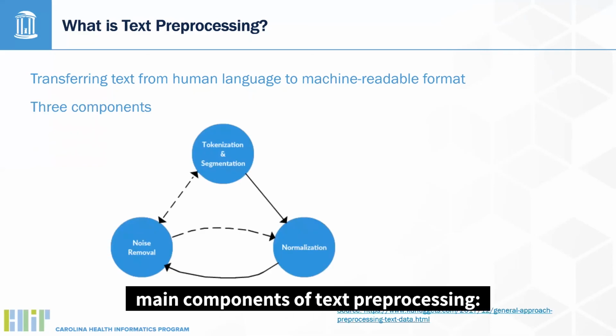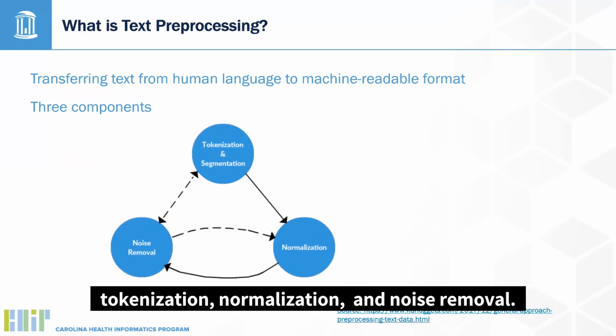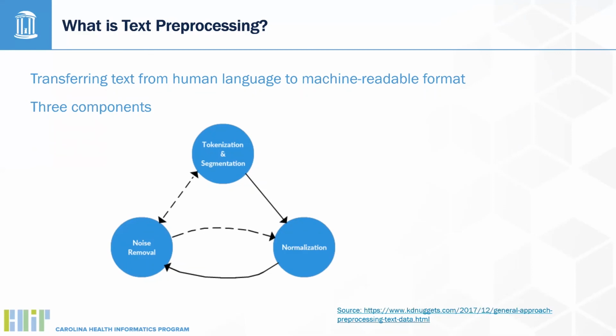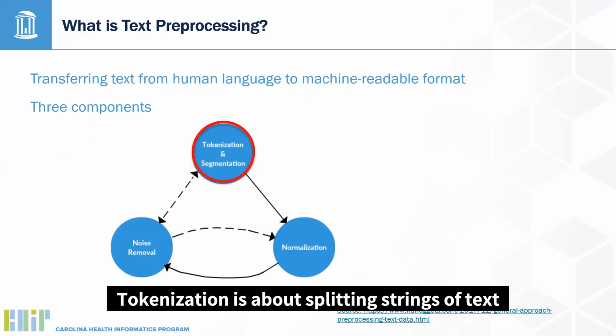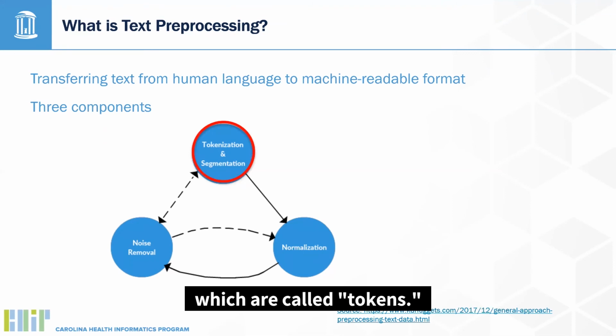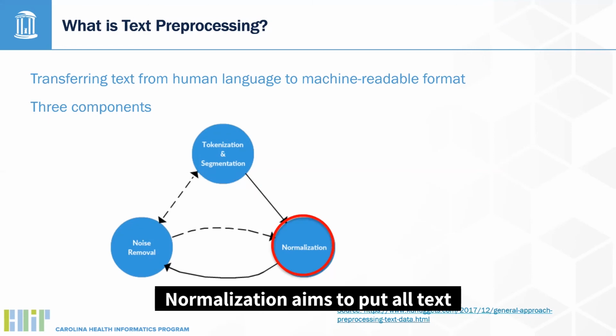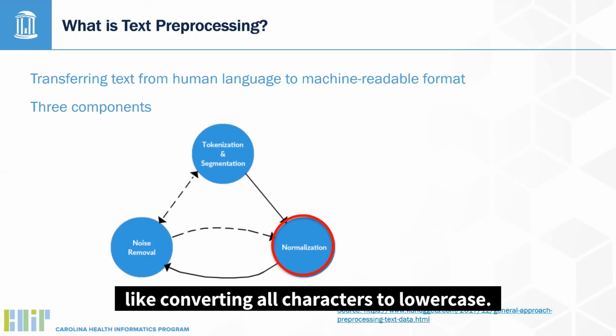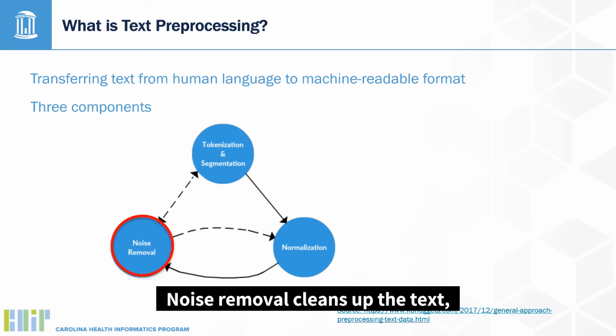Generally, there are three main components of text pre-processing: tokenization, normalization, and noise removal. Tokenization is about splitting strings of text into smaller pieces, which are called tokens. Normalization aims to put all text on a level playing ground, like converting all characters to lowercase. Noise removal cleans up the text, like removing extra white spaces.